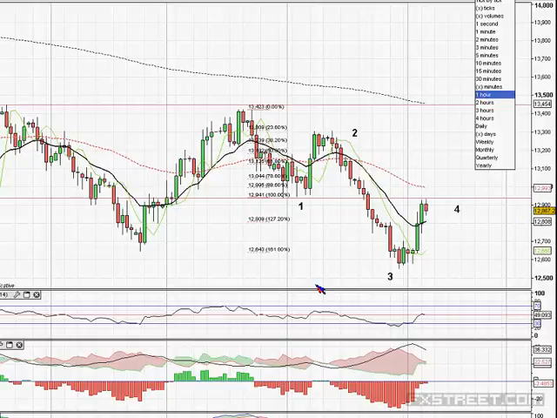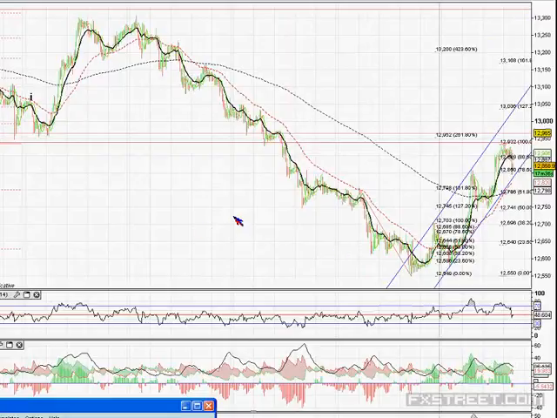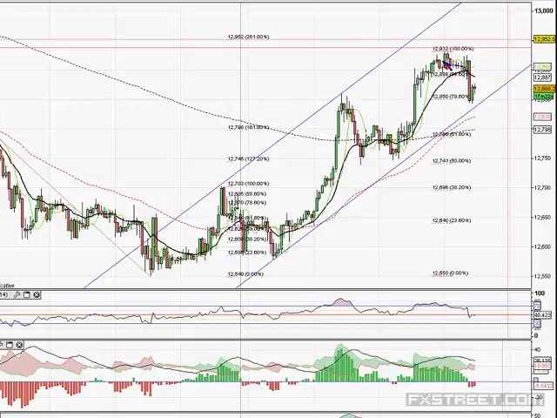Okay. But here, this was this line that capped. This is the swing low. So I know there's resistance around this level. I know there's 261.8%, and I can count up in 5 waves. So around the top here, you've got to be looking for a sell-off.